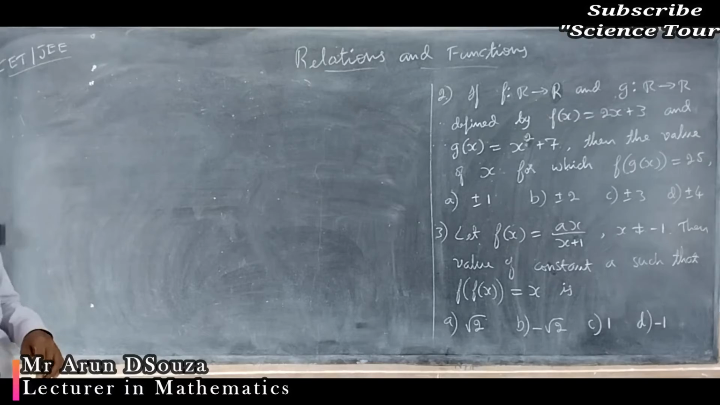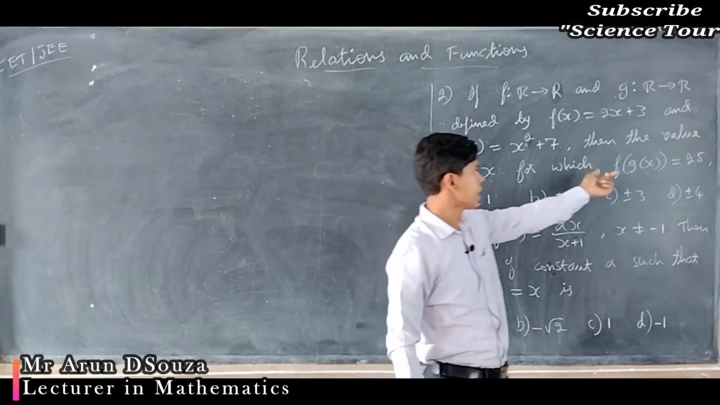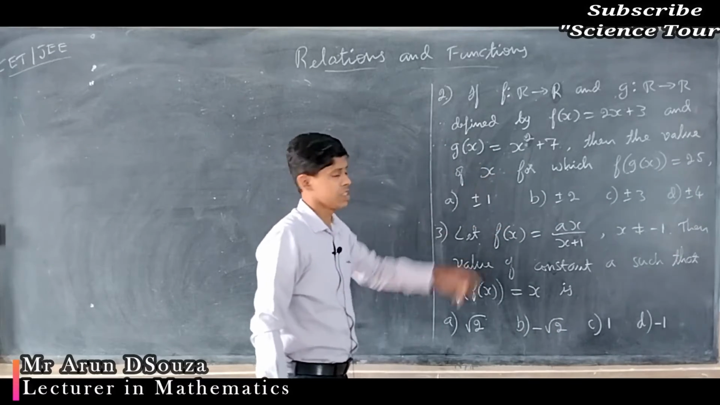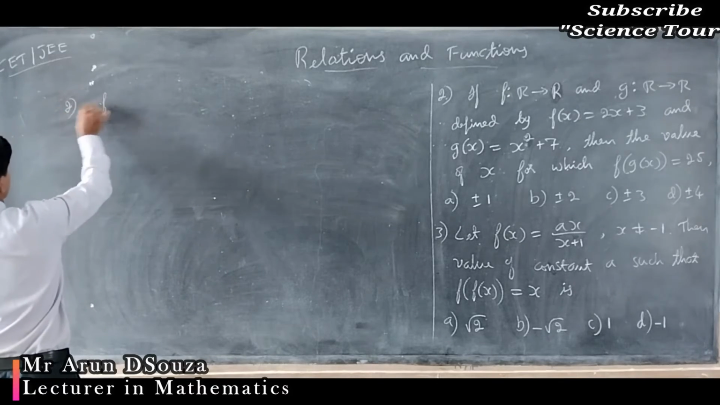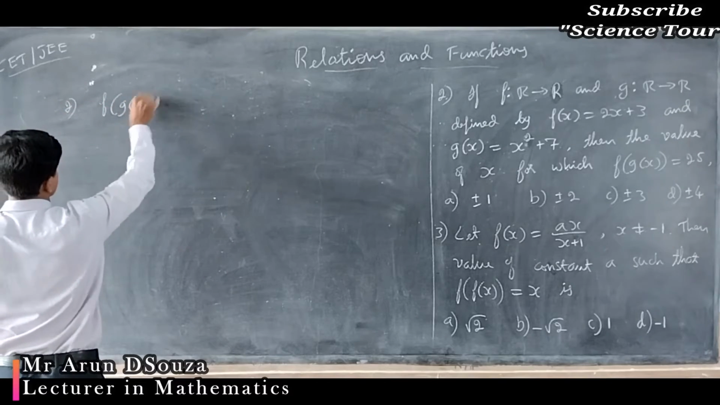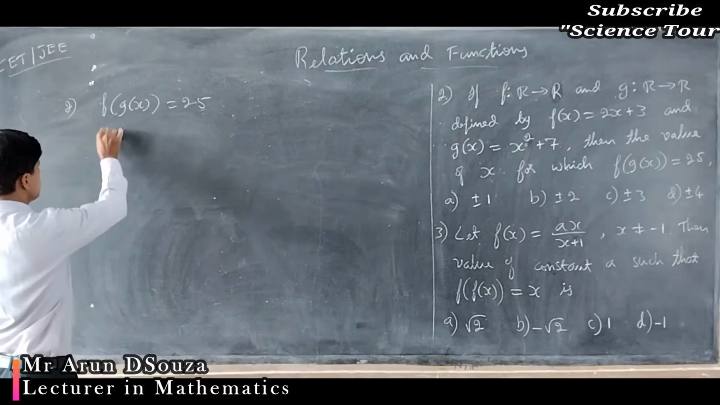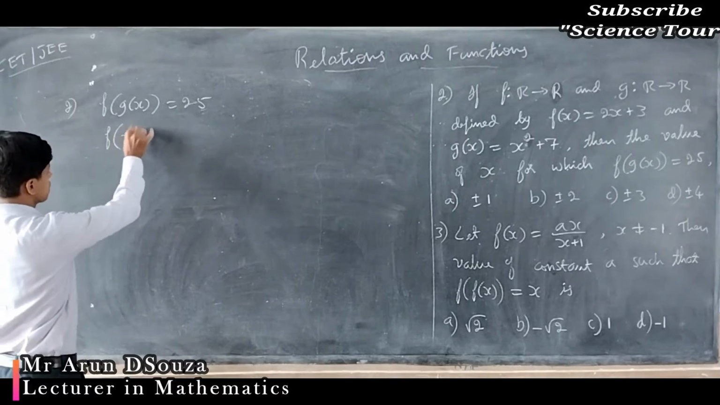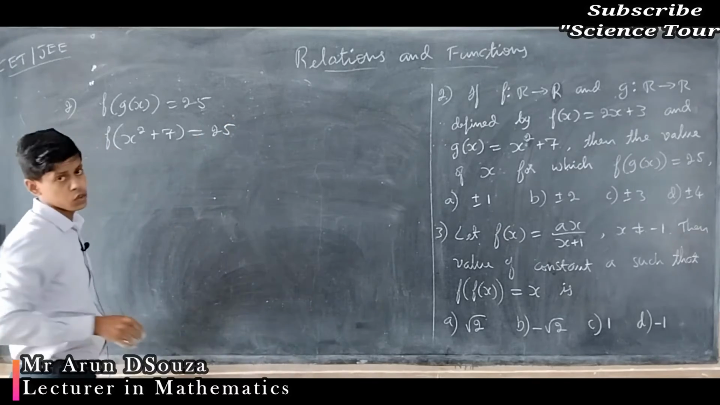Look at the second problem. You have got f of x and g of x. We need to find f of g of x, and that is equal to 25. We have to find the values of x. So let's start with f of g of x is equal to 25. Okay, so this is like g of x. What is g of x? x square plus 7, and that's 25.